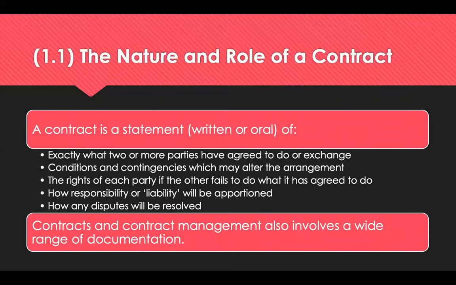So as it says here, a contract is a statement, whether it's written or oral. It's exactly what two or more parties have agreed to do or exchange. It sets out the conditions and the contingencies which might alter after the agreement's been made, the rights to each party if the other fails to do what they've agreed to do, and how responsibilities for liabilities will be apportioned, and how disputes will be resolved.